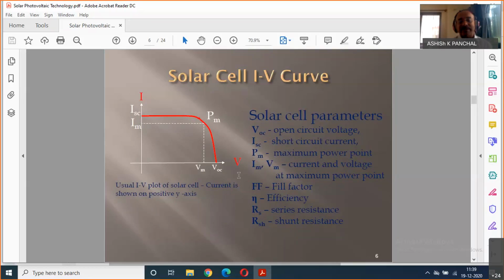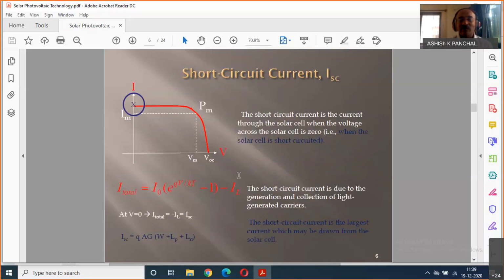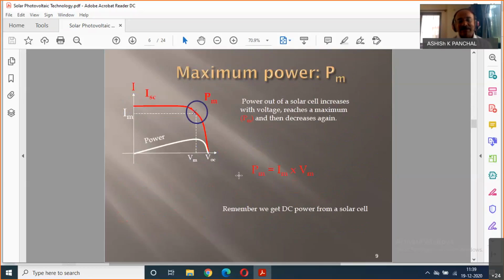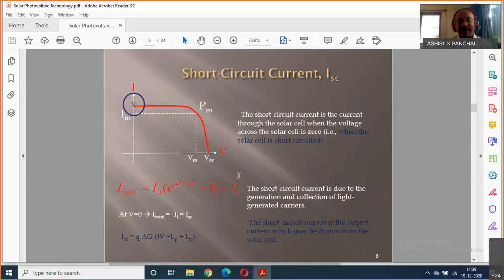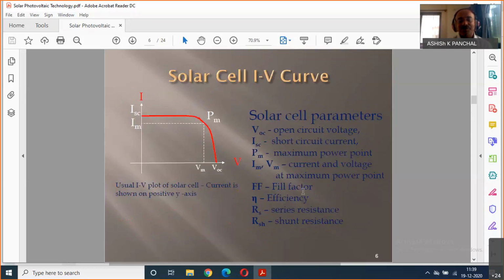Is that real power is always less than expected power. Okay, real power is always less than expected power, and that power ratio is, VM into IM product divided by VOC into ISC, the ratio between the areas, that will decide the fill factor. Okay, so this fill factor is also an important parameter to design the solar cell, to fabricate the solar cell.